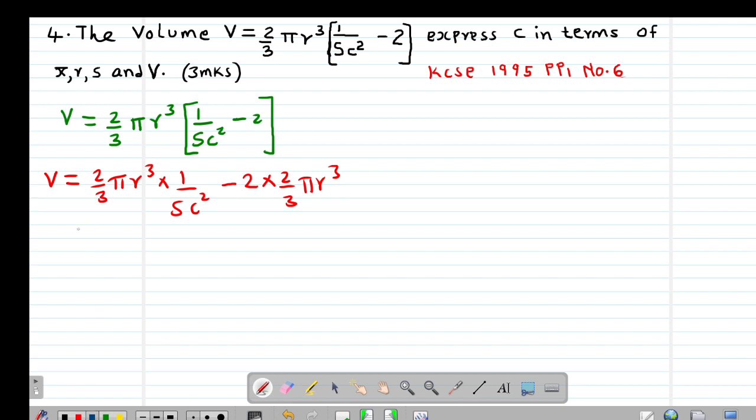If I simplify, V will be equal to 2 pi r cubed, divided by 3 multiplied by sc squared. So this will be 2 pi r cubed divided by 3sc squared. Then minus, on the other side, negative 2 by negative 2, I'll get a negative 4, then divided by 3, then we have pi r cubed. So this will be 4 over 3 pi r cubed.